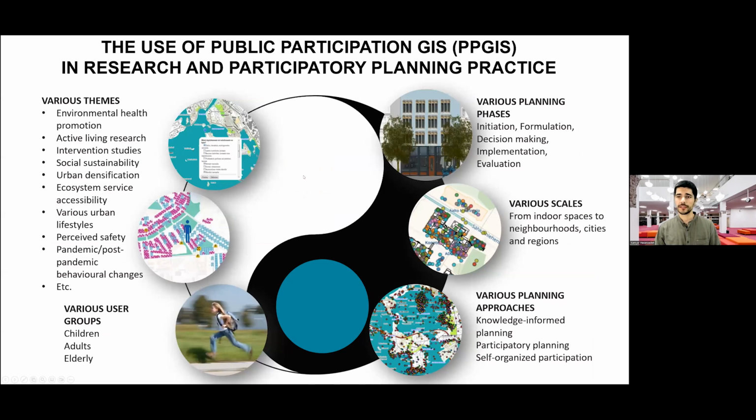So over these years, we have used PPGIS, this public participation GIS approach, for different kinds of research and participatory planning practices. Different themes have been studied with PPGIS: environmental health promotion research, active living. Recently, we have been studying the changes to people's use of public spaces and green areas before and after the pandemic. So different topical issues can be studied using this kind of data.